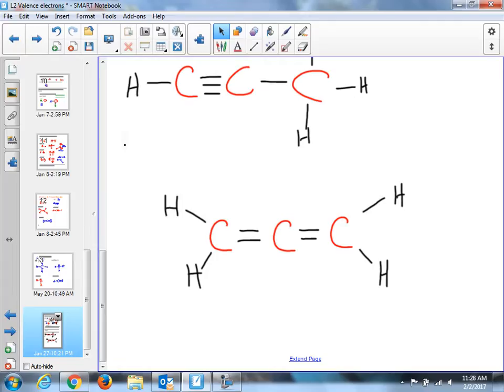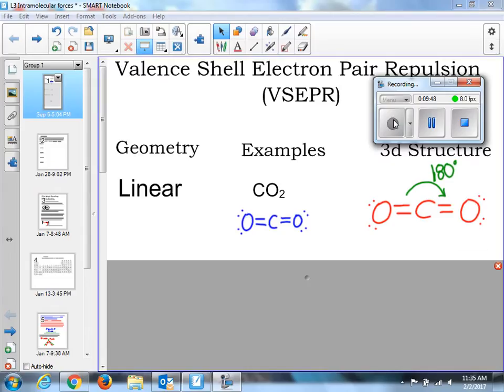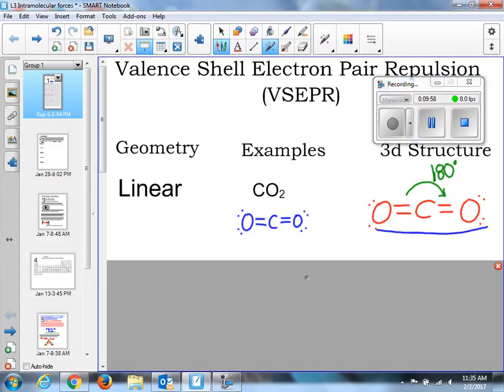Okay. Do we get the idea of isomers, using the same number of carbons and hydrogens or any other atoms? You can come up with different structures. Those are called isomers. So we tried this. We built these models and the 3D structure of a linear molecule here. 180 degrees. That's the only way those double bonds get separated.